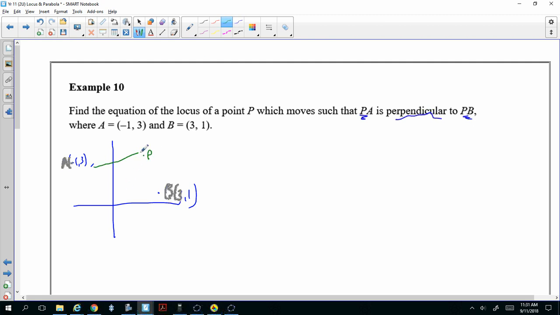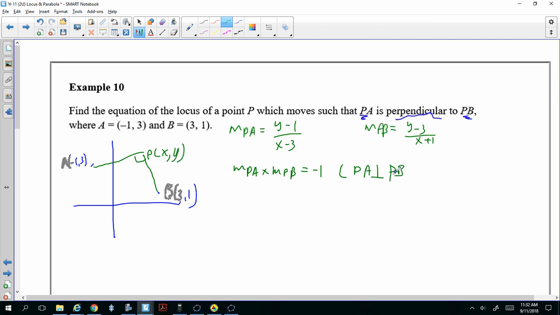If they're perpendicular, you find the gradient. So you find the gradient of PA, you find the gradient of PB, and then times them together to get negative 1. Let's try that. So you go (y minus 1)/(x minus 3), pretty easy, (y minus 3)/(x plus 1). And their product is negative 1 because they are perpendicular. PA perpendicular to PB.